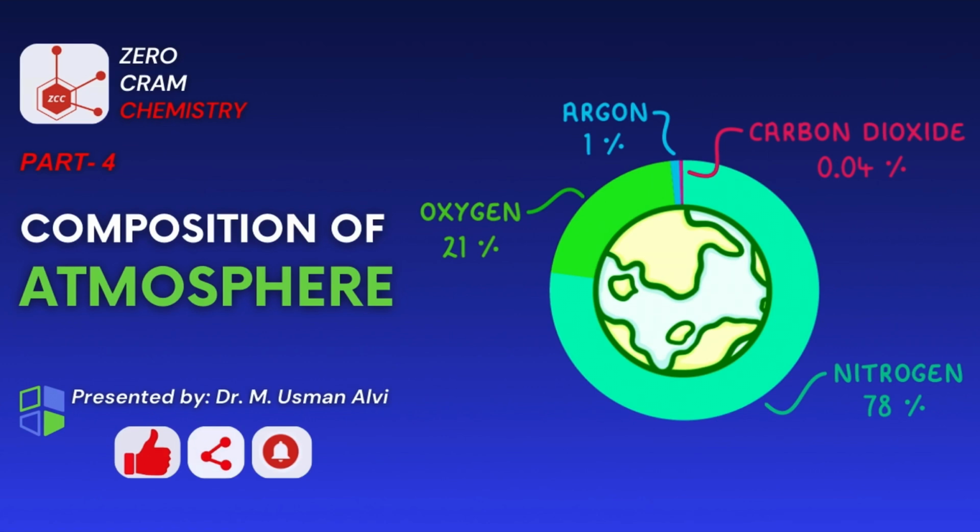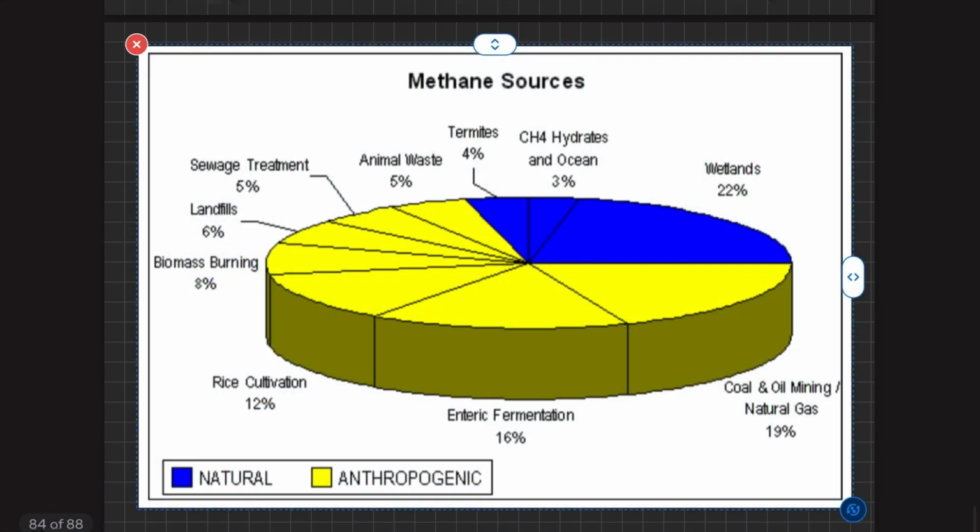So today's lecture is part 4 of our topic about composition of atmosphere. In the first portion of this lecture we have discussed the origin and concentration of major gases like nitrogen, oxygen, carbon dioxide and argon, whereas in this lecture we will discuss the minor gaseous constituents such as methane, ozone, dust particles, aerosols, etc. Methane is also a greenhouse gas which absorbs the radiation and causes more temperature of the air.